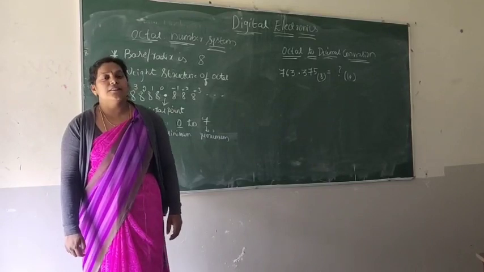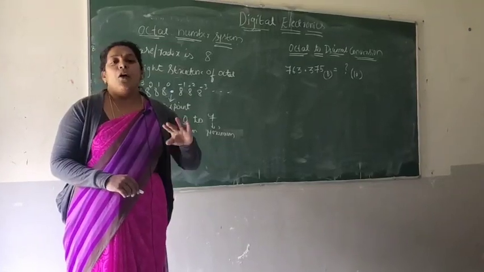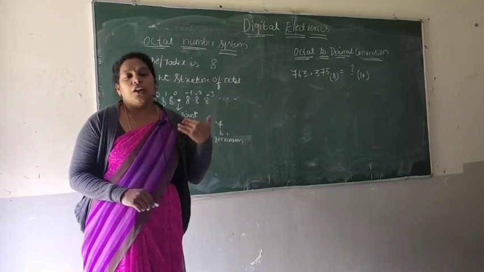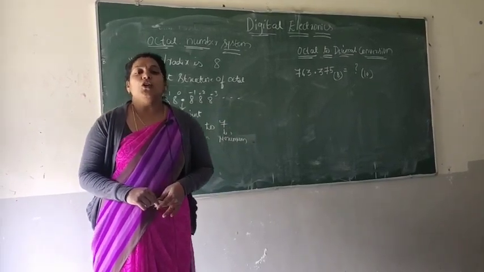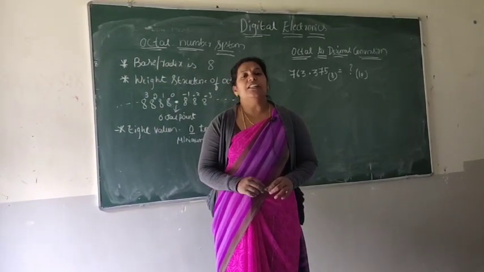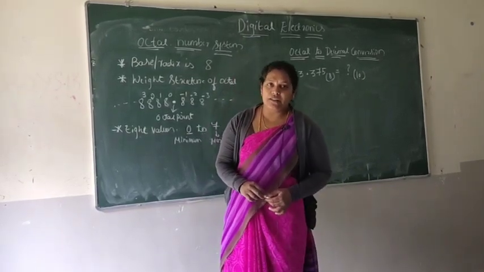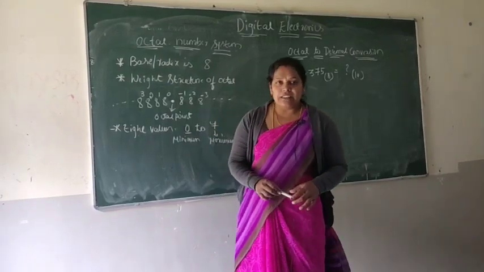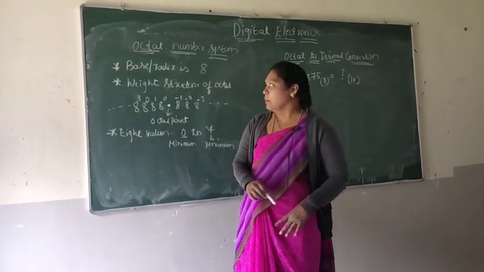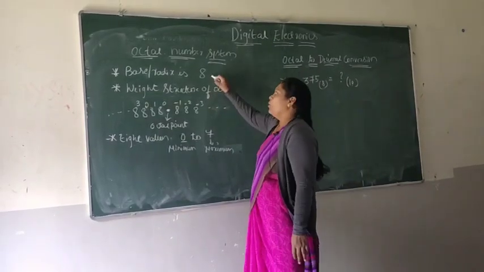Students, today's session will be about the octal number system. In the octal number system we are going to discuss converting from octal to decimal and decimal to octal. As I already explained about the octal number system, you have to remember that the octal number system has a total of 8 digits, from 0 to 7. So 0 is the minimum, 7 is the maximum in the octal number system, and the base or radix of the octal number system is 8. That is the point you have to remember.